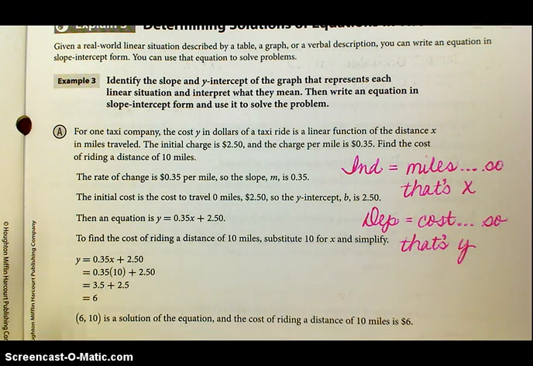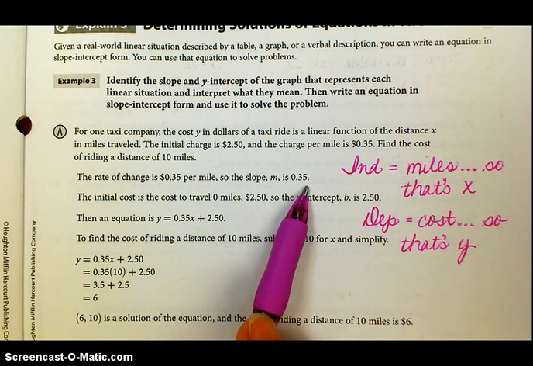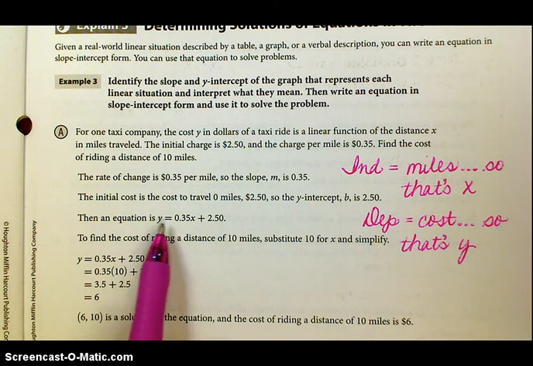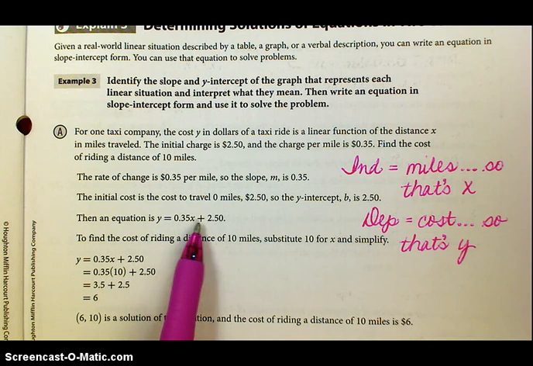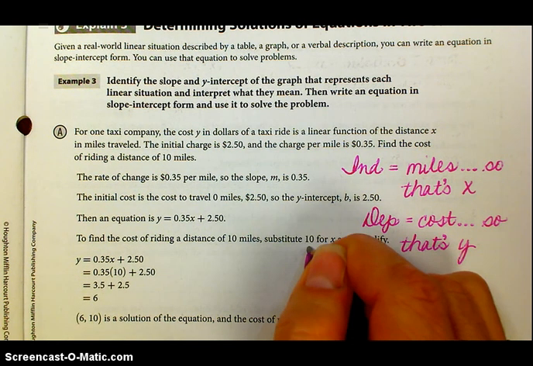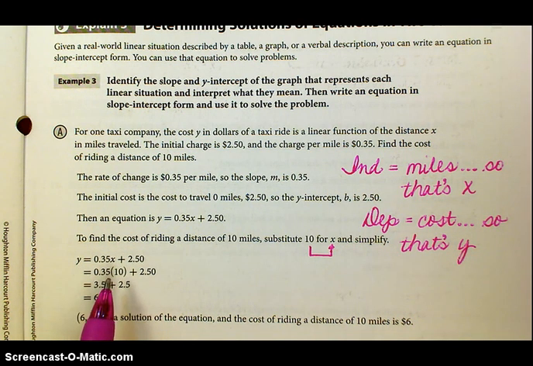So if you just get into the taxi before they even take you anywhere, you're going to pay $2.50 for basically the privilege of putting your rear end in the taxi cab. Okay? And then they're going to charge you 35 cents for each mile you go. All right, so the cost is going to be 35 cents per mile plus that $2.50 flat rate. So to find the cost of riding a distance of 10 miles, you're going to substitute 10 in for x, because remember, miles we said was the x. All right, and then you're going to find the y.